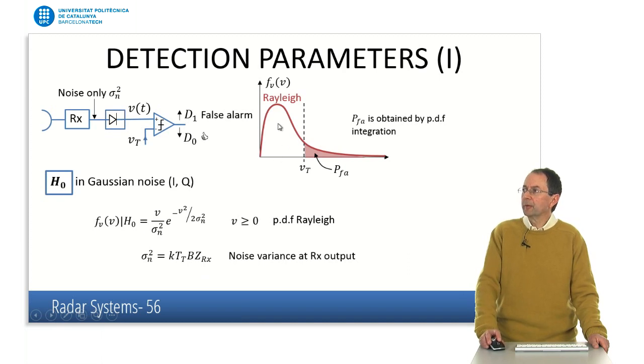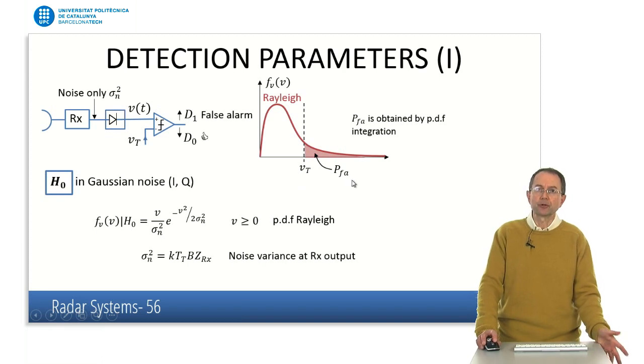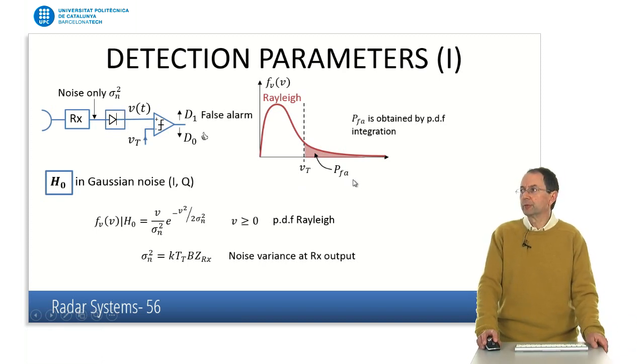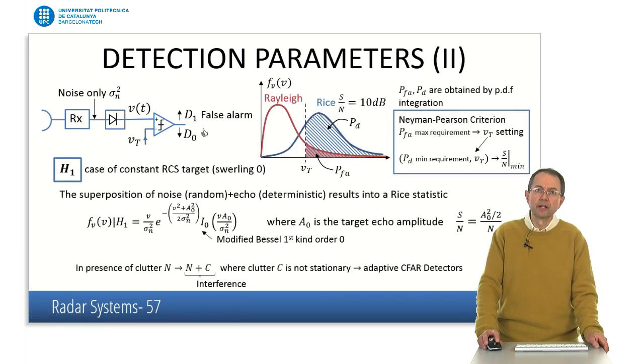So the shape of the Rayleigh is like this, and when we set the threshold at this point, this area, which is equal to or higher than the threshold, is the probability of false alarm. So this is how probability of false alarm is computed, and this allows setting the threshold VT to the appropriate PFA value we want. Now, what happens with the target?